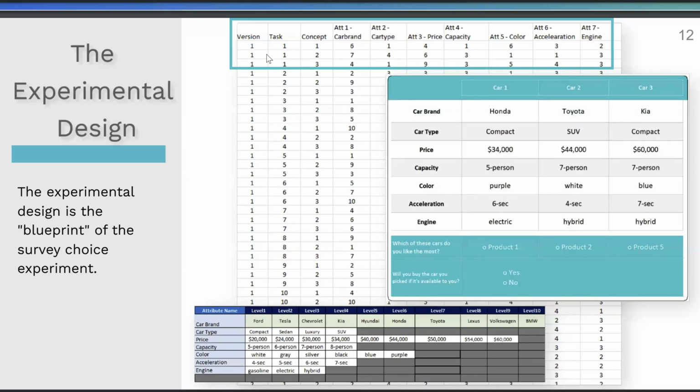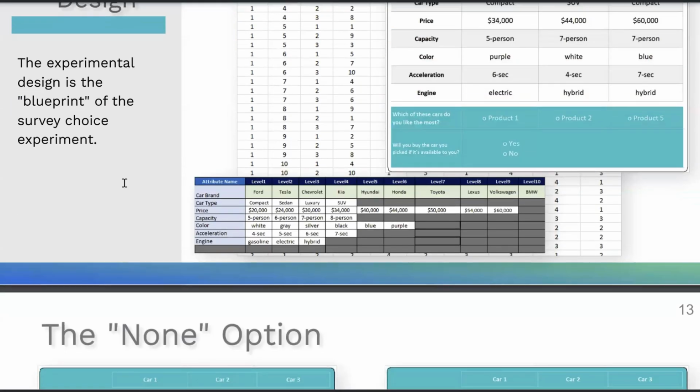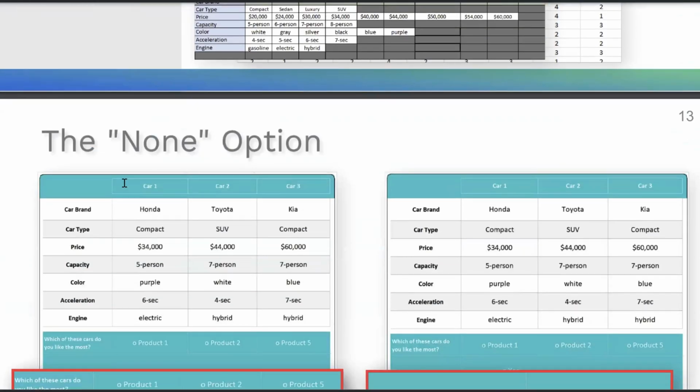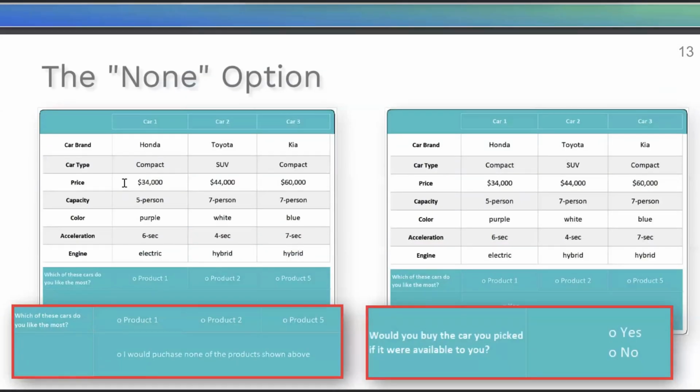And that's how the rest of the attributes vary. As the respondent goes to the next task and the next task and the next task, this goes at least to 10, then these vary based on these numbers here. That's the experimental design. And Tristan, you were just a second ahead of me.